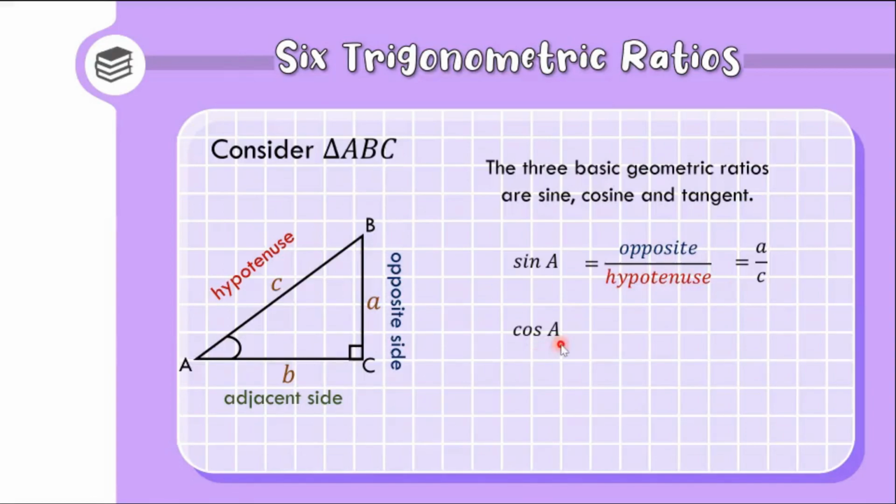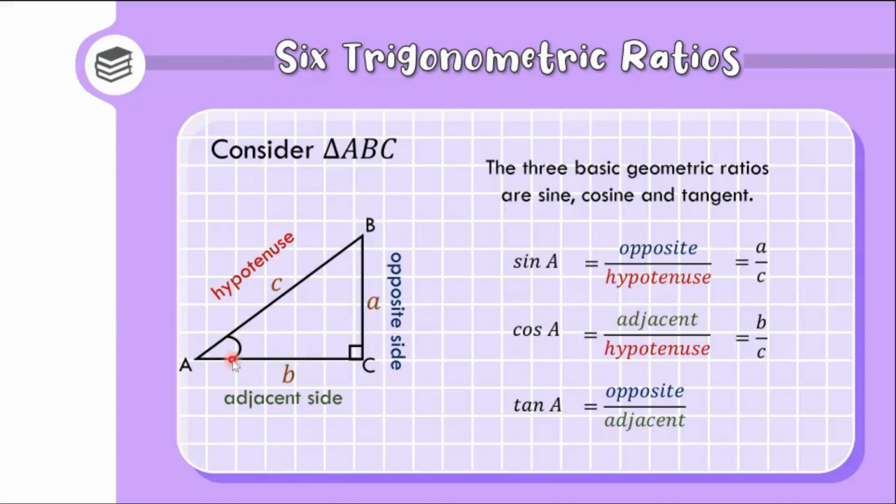Next, we have cosine A. Cosine A is equal to adjacent over hypotenuse. With respect to angle A here, the adjacent side is b, the hypotenuse is c. Therefore, cosine A is equal to b over c. And for the third one, which is the tangent A, we will have opposite over adjacent. So again, with respect to angle A, the opposite side is a and the adjacent side is b. Therefore, tangent A is equal to a over b.